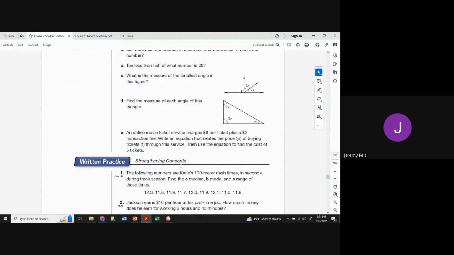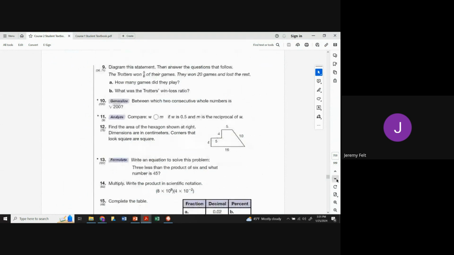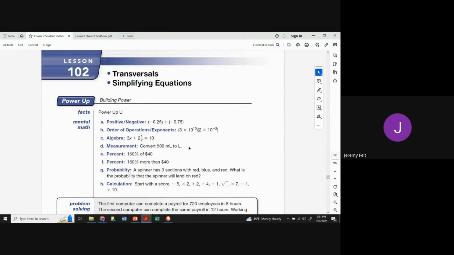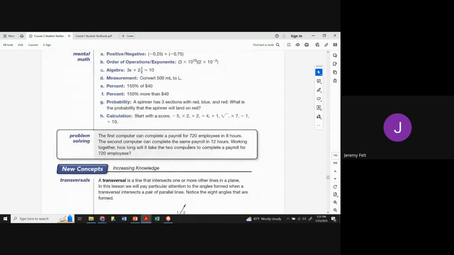Okay. All right, that practice set we will do together. So let's look at transversals and simplifying equations for lesson 102.